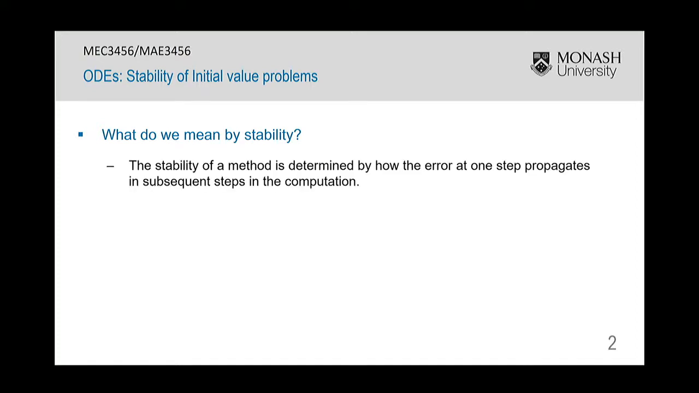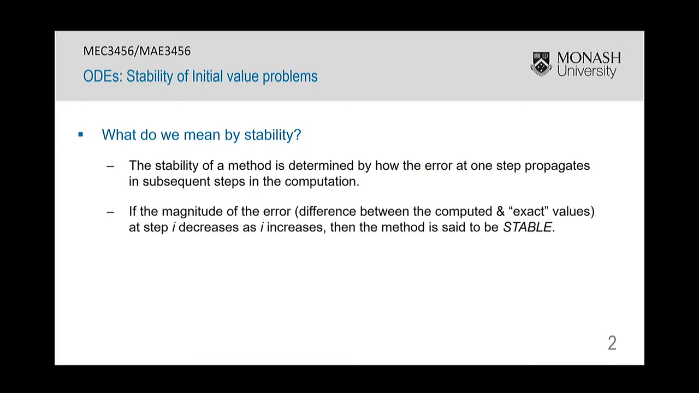The stability of a method is determined by how the error at one step propagates at subsequent steps in the computation. If the magnitude of the error at step i decreases as i increases, then the method is said to be stable. We're talking here about an error at one step, how it progresses in subsequent steps. In addition to this, of course, we will be adding new errors every step of the way, but that doesn't really influence stability. If, however, the error increases from step to step, the method is said to be unstable.